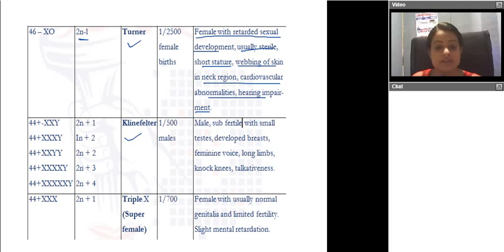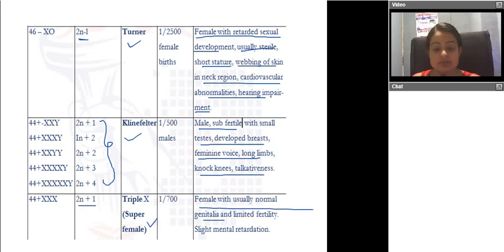Next is the Klinefelter syndrome, which has multiple chromosomal formulas. It indicates male fertility with a small testis, breast development, feminine voice, long lips, knock-knees, and talkativeness. In superfemales, that is the XXX syndrome, the chromosome formula is 2n plus 1 and they are usually normal genitally, but they have limited fertility and slight mental retardation.